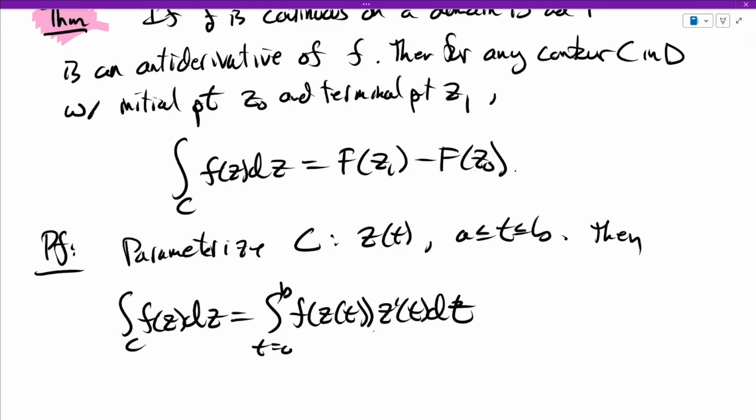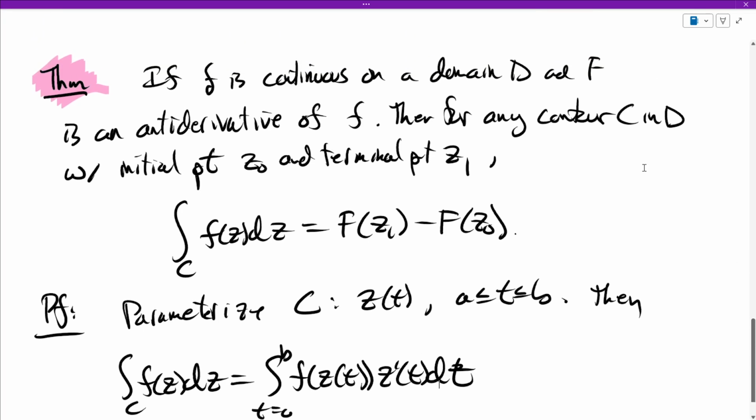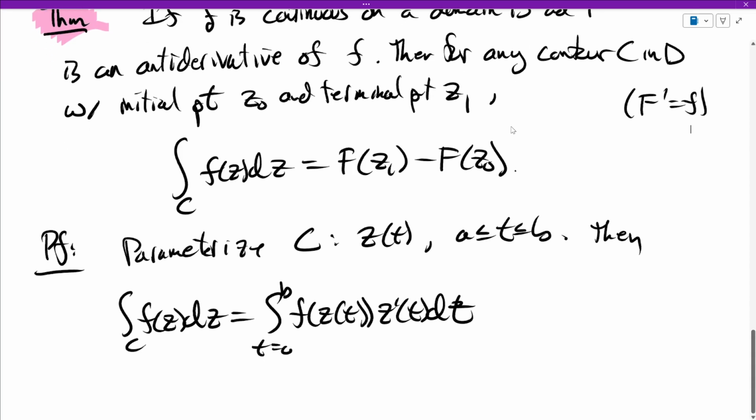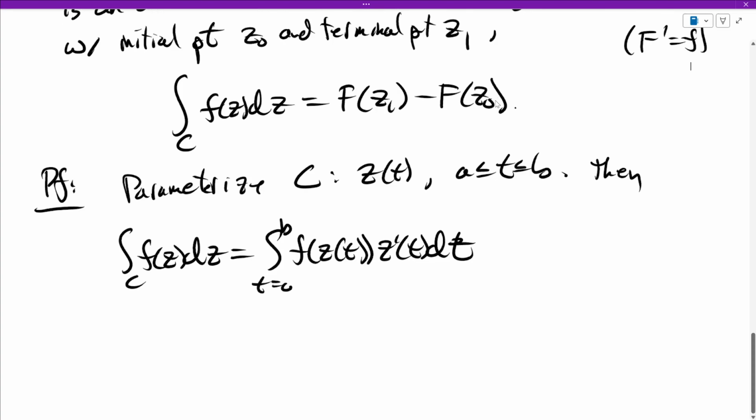Okay, that's how we plug in our parameterization into the function and we multiply by z prime of t dt. But little f has an antiderivative, right? Little f has the antiderivative big F. So what do we know? We know that big F prime is little f.